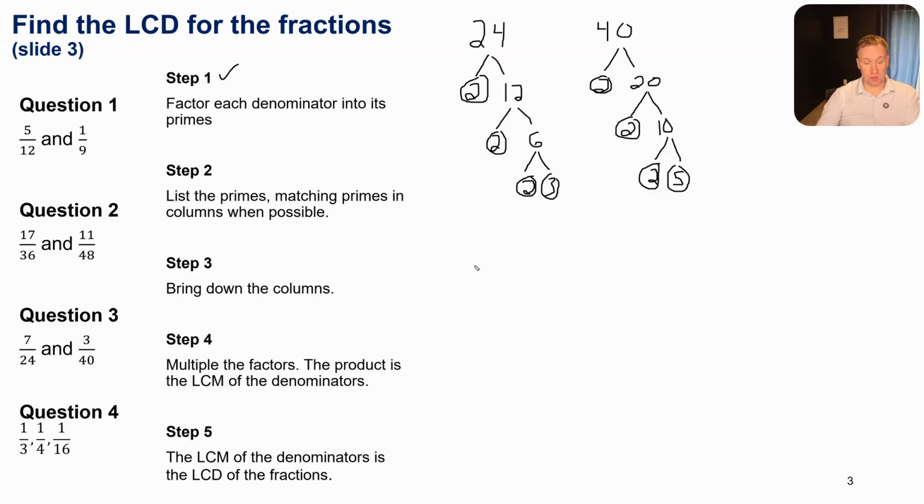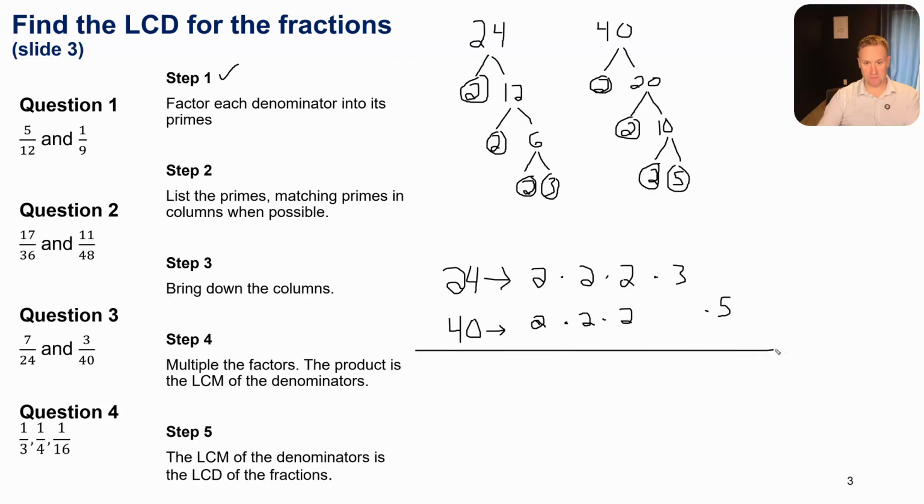So starting with 24, I have 2 times 2 times 2 times 3. And 40, I have 3 2's as well, so I have a lot of 2's that I can match. So 2 times 2 times 2. Don't have a 3 to match up, but I do have a 5. Okay, so I'll put a 5 there.